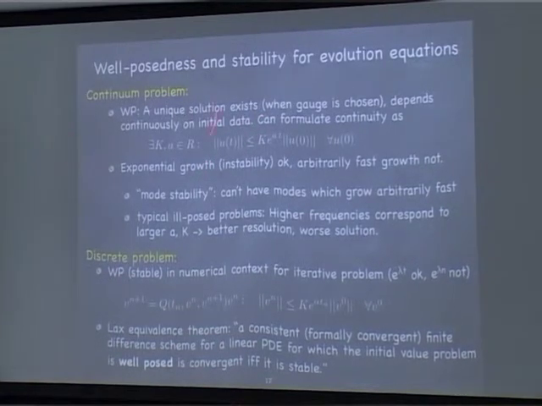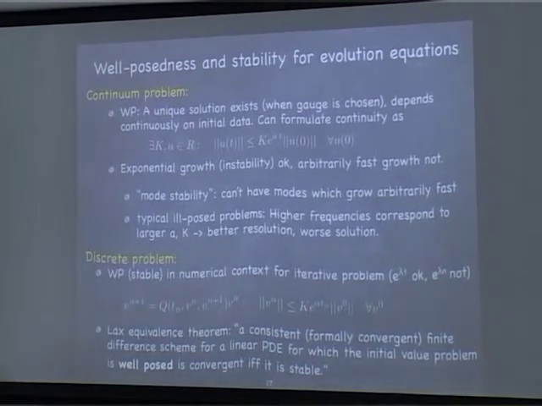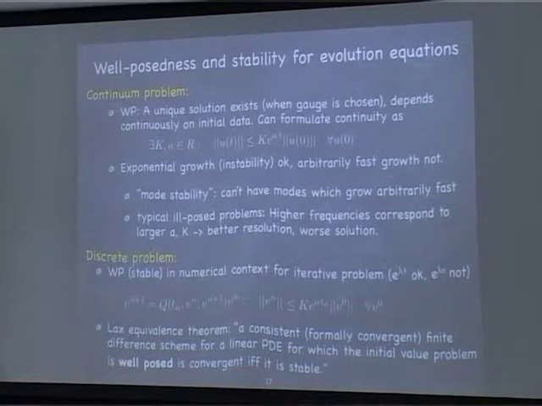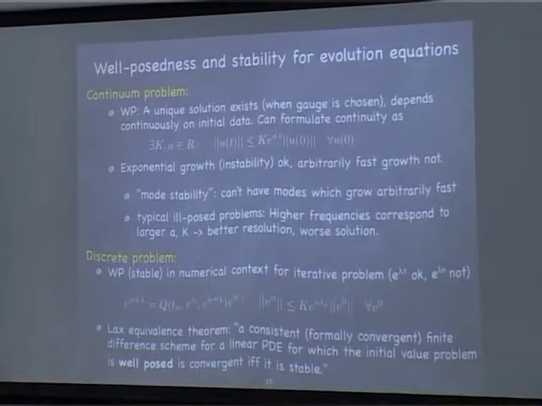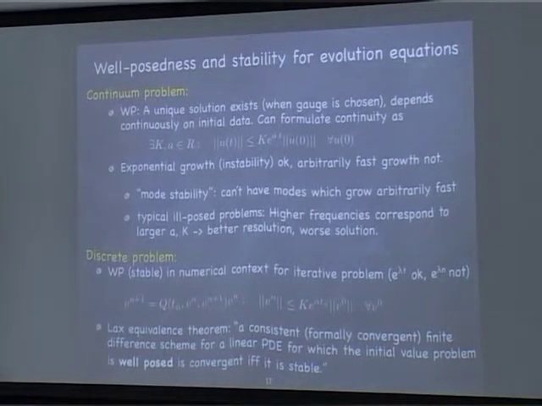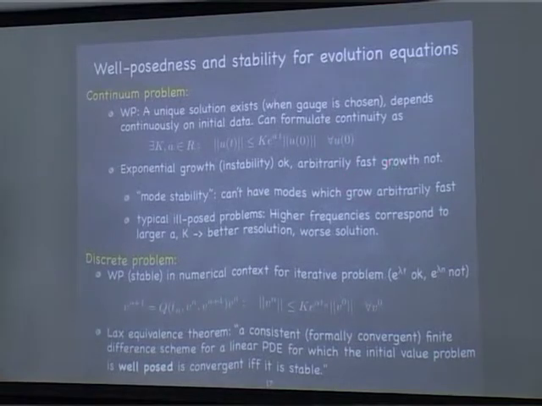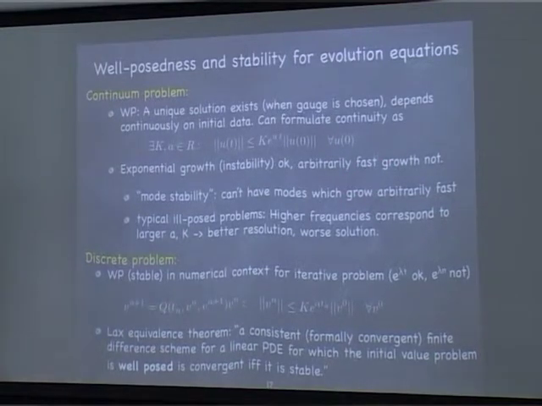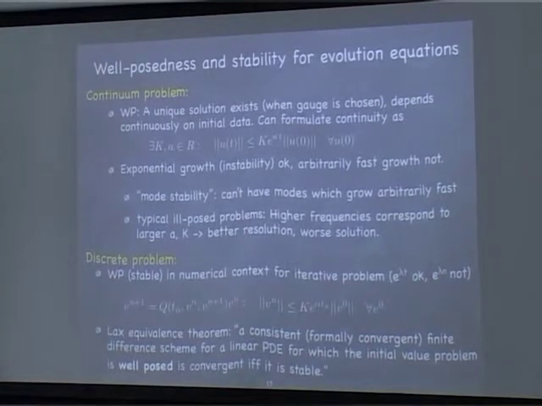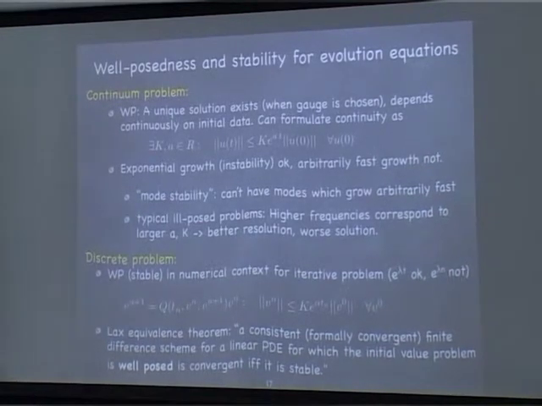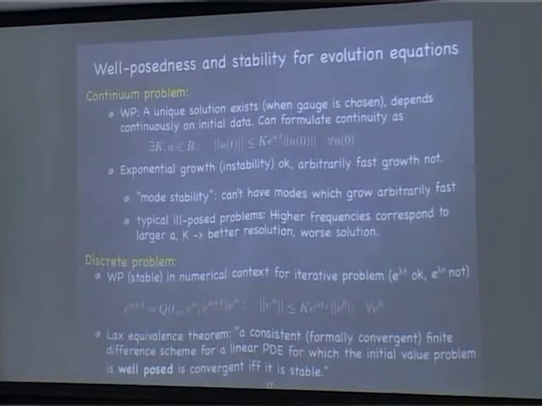What this tells you is, for example, it's okay for these partial differential equations to describe an unstable system, a system which may show exponential growth. That's completely okay. That doesn't violate well-posedness. It just is not allowed to grow arbitrarily fast. This is also sometimes called mode stability. So you can have different modes, like different frequencies, which just grow arbitrarily fast.